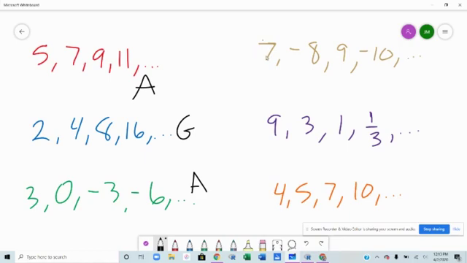And it's definitely not geometric. What number, 7 times what gives you -8? That's not going to work. So this is a case of that, neither.